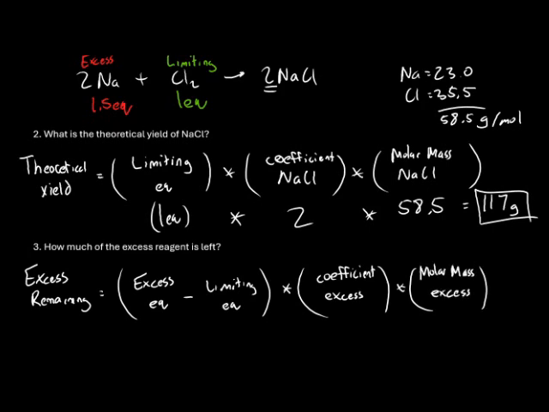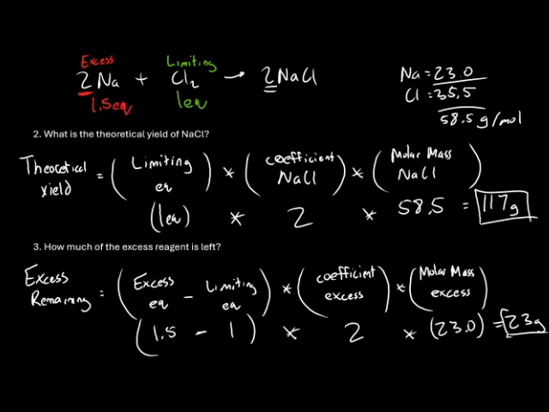Our excess equivalents were 1.5. From this, we subtract the limiting equivalence of 1, and we place that in a parentheses. The coefficient of our excess was 2, because 2 was the coefficient of Na, and the molar mass of our excess was 23.0, as we've written above. If we place this into a calculator, we will find that we have 23 grams of Na remaining at the end.